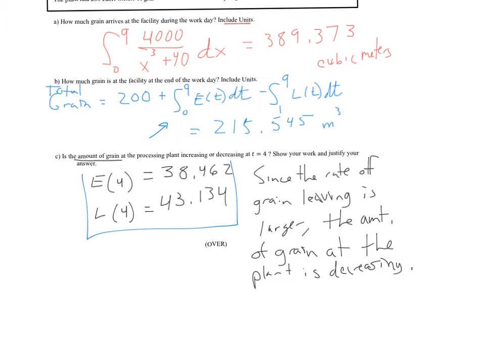And you actually have to have this in this box. You have to have those numbers to justify. That's why it says show your work and justify your answer. That box justifies your answer because you've demonstrated that you've calculated E of 4 and L of 4.